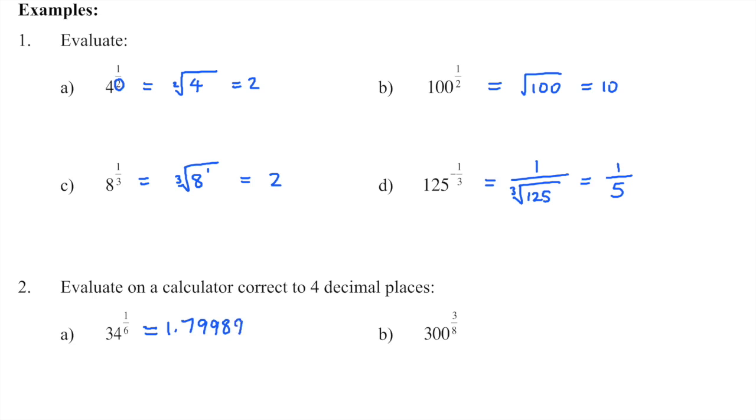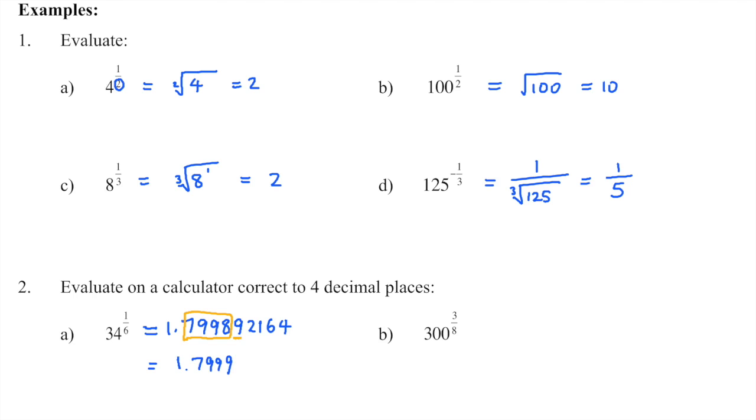1.799892164. Now this question says to give the answer to 4 decimal places, and to 4 decimal places means we're going to focus on 1, 2, there's 4 decimal places. The next numbers are 9, so we bump it up. So 1.7998 will become 1.7999. When I look at the next part, it's 300 to the power of 3 over 8.